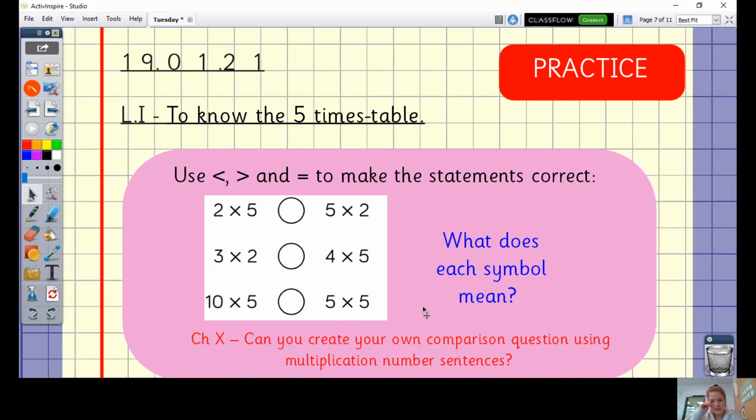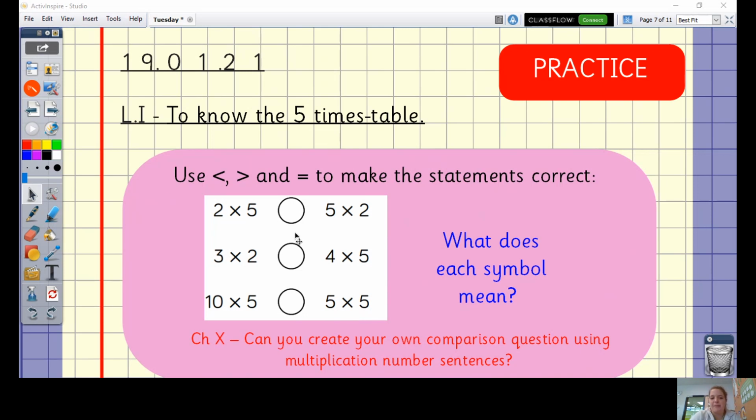Once you've done that, as a challenge, our challenge X is, can you create your own comparison question using multiplication number sentences? So can you complete your own one of these? Maybe you can get one of your family to have a go at answering it, or if not, you can answer it yourself. Okay, pause the video here and have a go through those challenges.